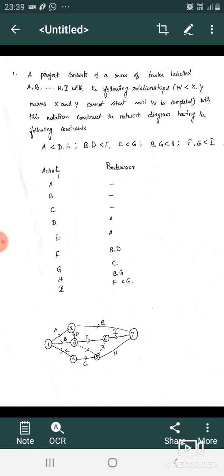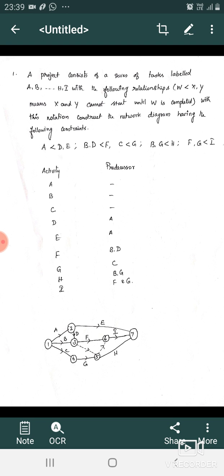With this notation, construct the network diagram for the following constraints. A less than D and E, B and D less than F, C less than G, B and G less than H, F and G less than I. Now let us write the constraints in our convenient form. The activities are A, B, C, D and so on up to H and I.